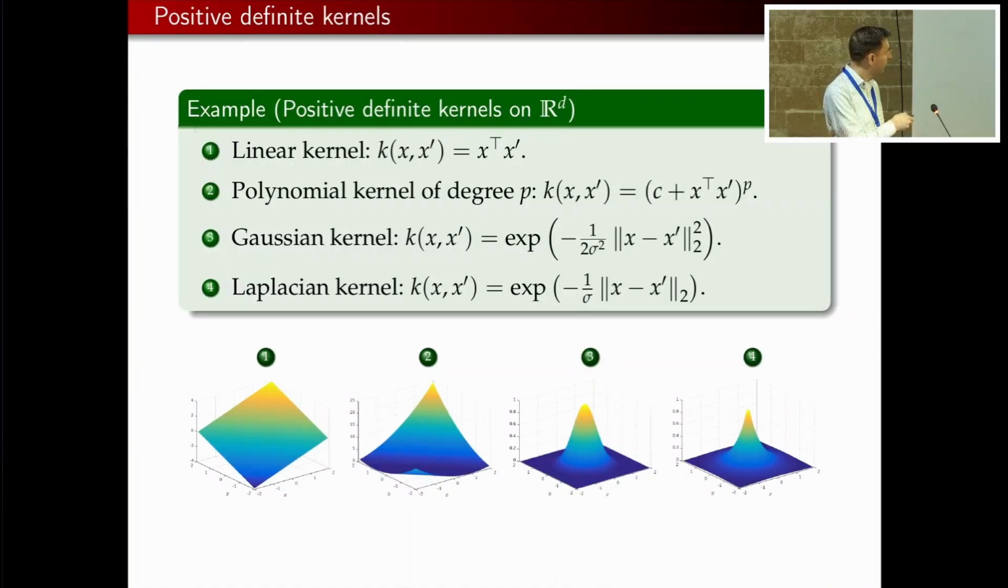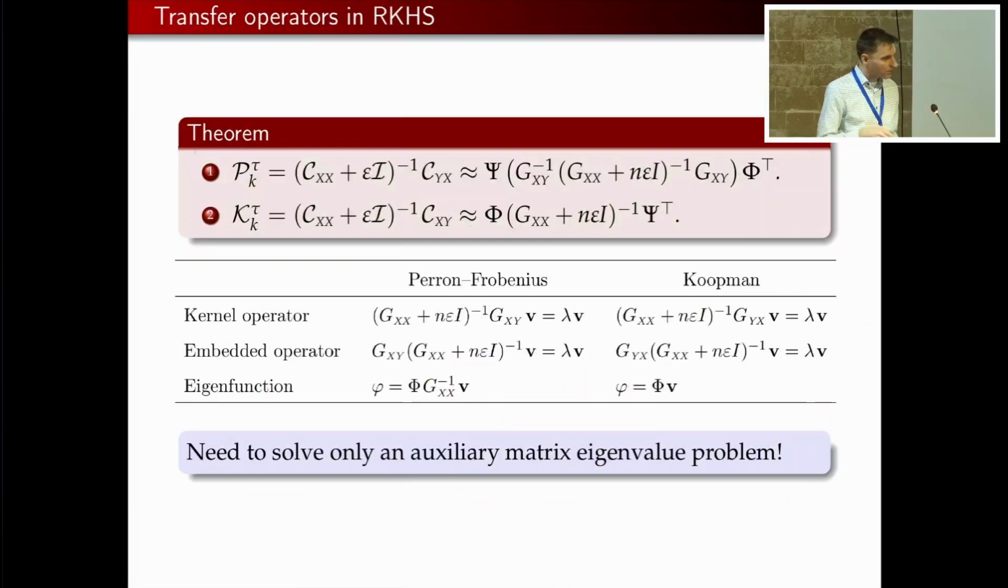But the advantage is it works quite well in higher dimensions, because otherwise you typically run into this curse of dimensionality that we already discussed in the morning. So this is just quickly to show that we can approximate these different transfer operators using kernel-based methods.